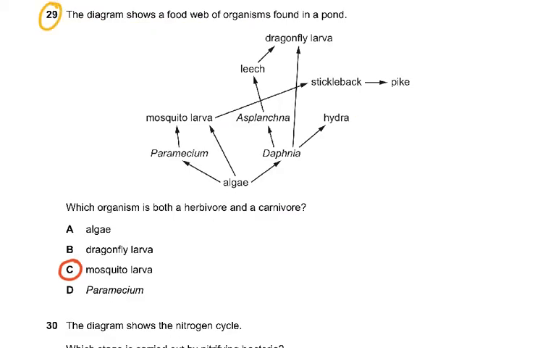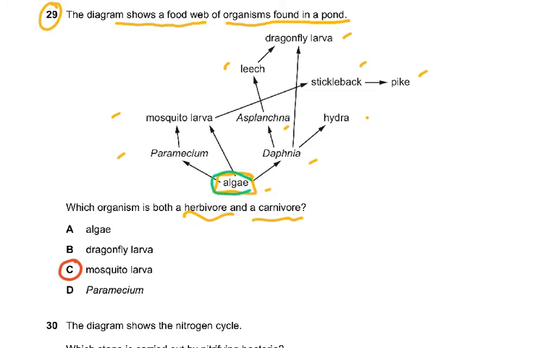Next, 29. The diagram shows a food web of organisms found in a pond. So we have dragonfly larvae, stickleback, pike, hydra, splanchna, leech, mosquito larvae, paramecium, algae, daphnia. Now, which organism is both a herbivore and a carnivore? Now, let's look at it very carefully. You see, this one has to be eating the plant matter as well. So algae is the plant matter.